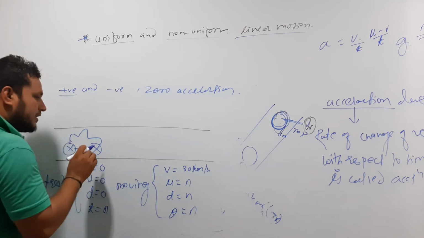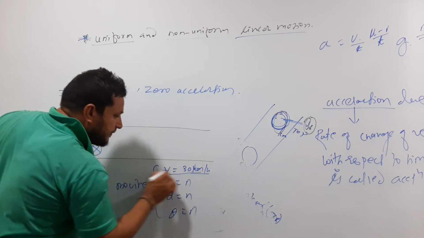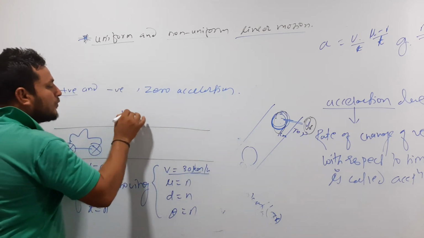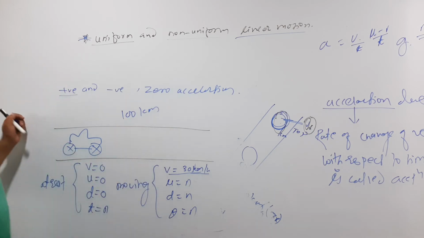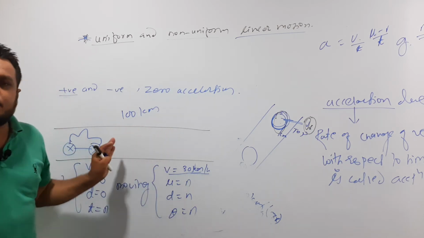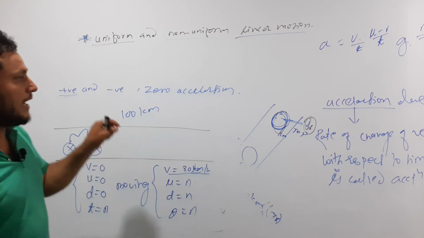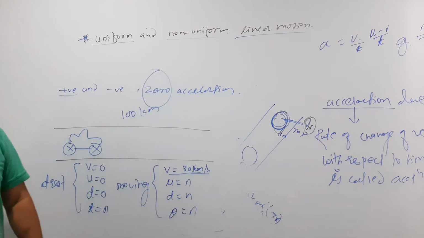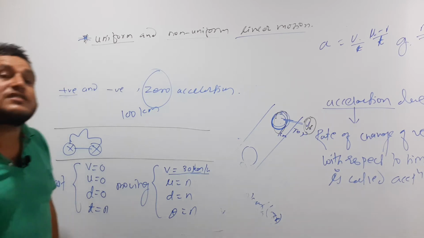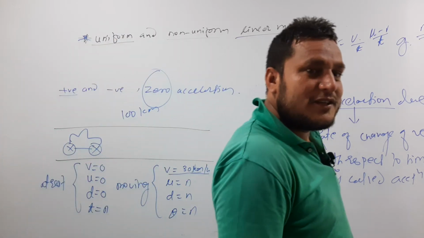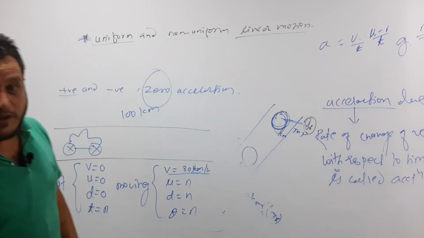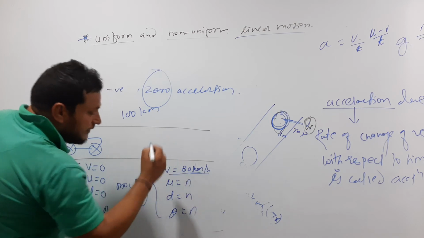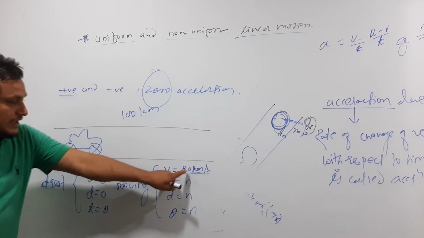Suppose our velocity is constant all over time. Suppose we are traveling up to 100 kilometer. Here our velocity is the same, 30 kilometer per hour. So at that time our acceleration is what? 0. We are moving at a constant velocity, constant speed, so our acceleration is 0.